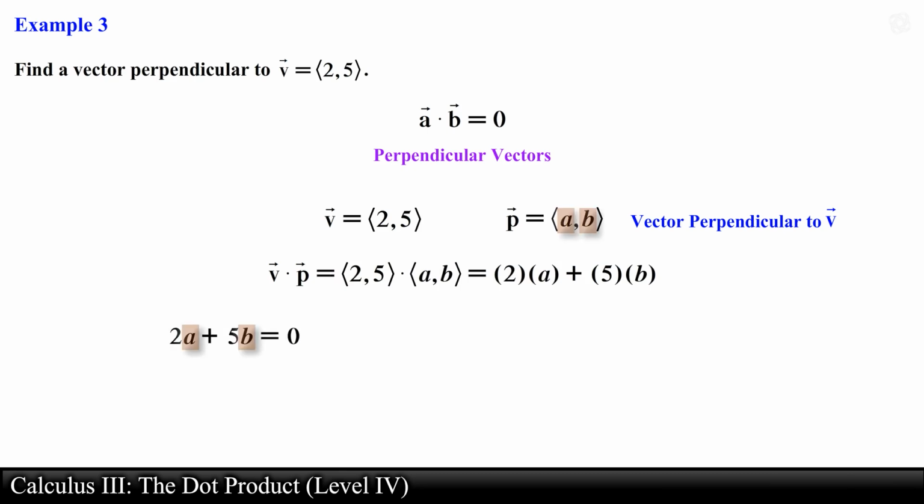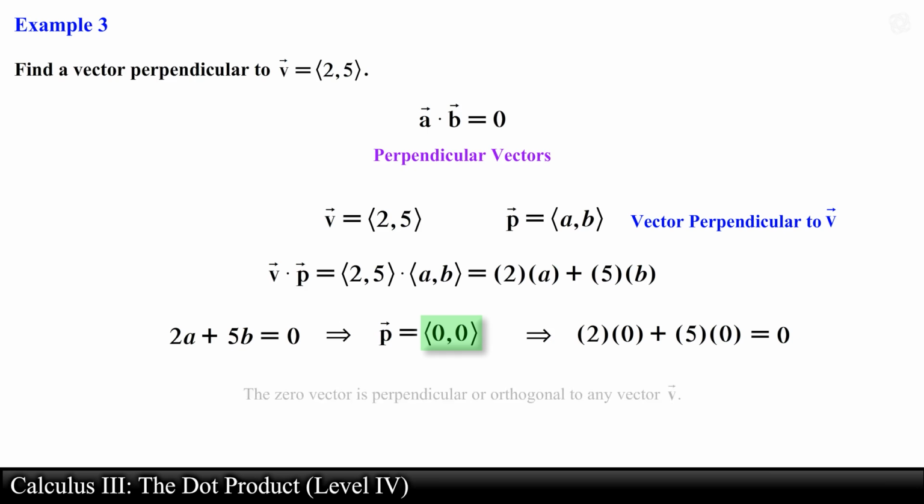Now we need to figure out the value of a and b that would satisfy this equation. A trivial answer would be setting both a and b equal to 0. This would be the case when the second vector represents the 0 vector. Recall that this vector is perpendicular or orthogonal to any vector v. We need to find a non-trivial solution.